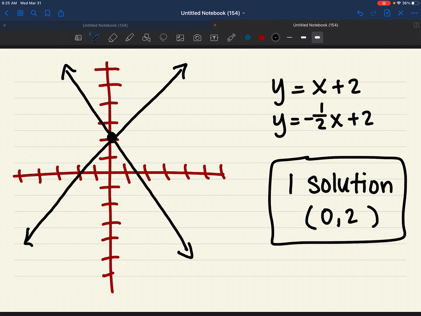All right? Does everybody understand that? So, you're just going to look, where do they cross? What's that ordered pair? Okay? Do I even need to go over parallel lines right now? No. Because we're going to know what it is. Cool. Okay, let's graph some on our own.